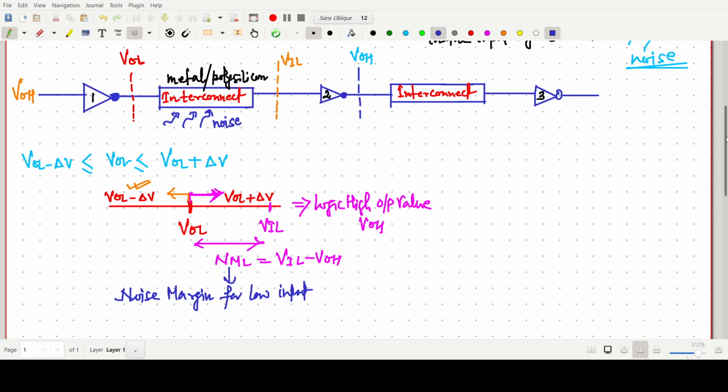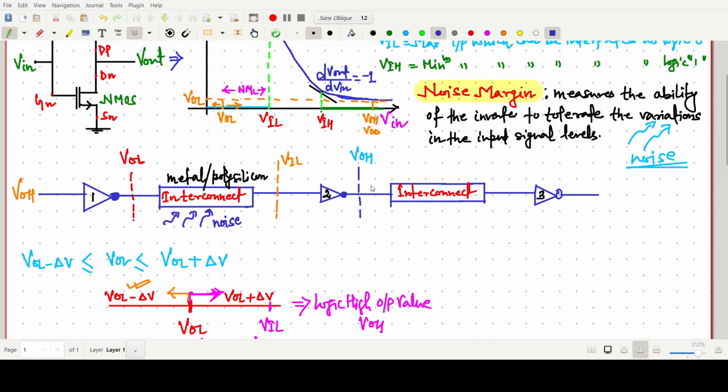Clear? To illustrate the concept of noise margin, we are considering three NOT gates, inverters, and giving a high value of voltage. We get a low value, and there is some interconnect, which is metal or polysilicon or a cheap interconnect prone to noise. Overall, the output of the second inverter is VOH, which we require.